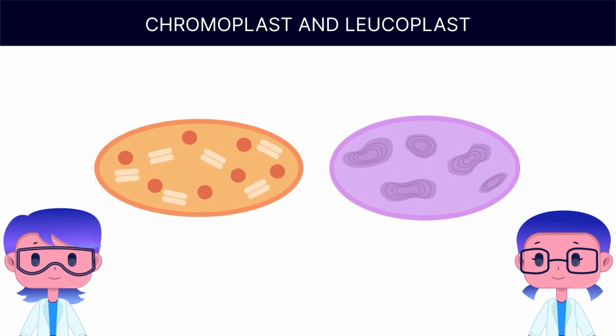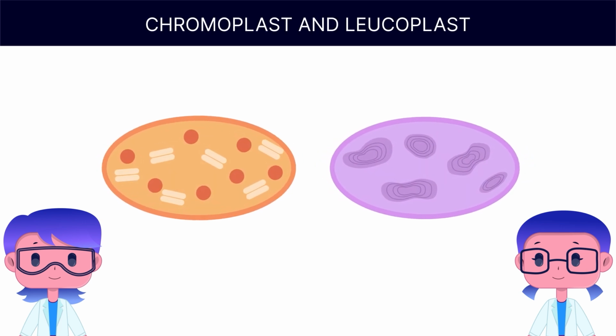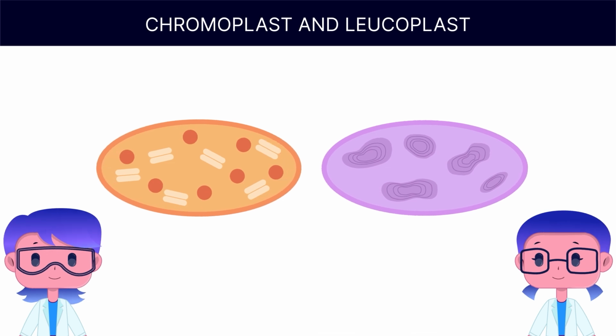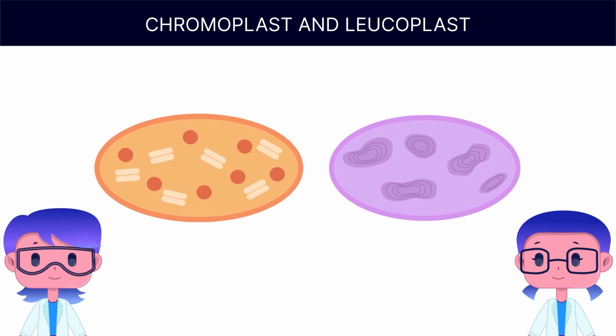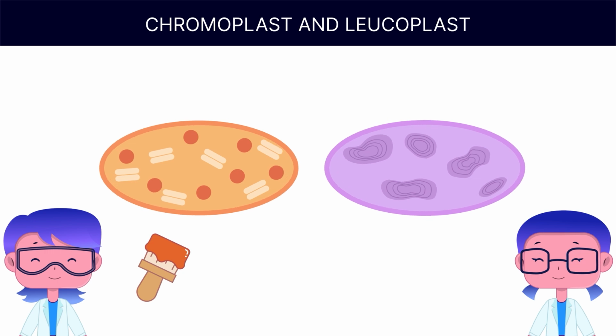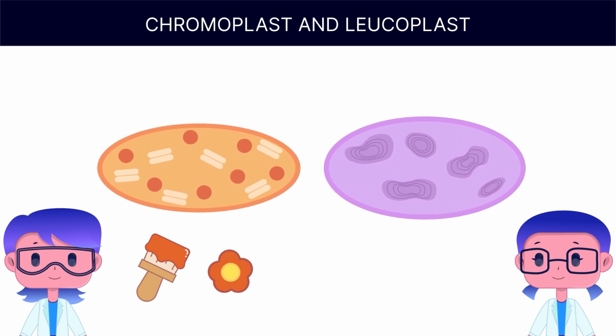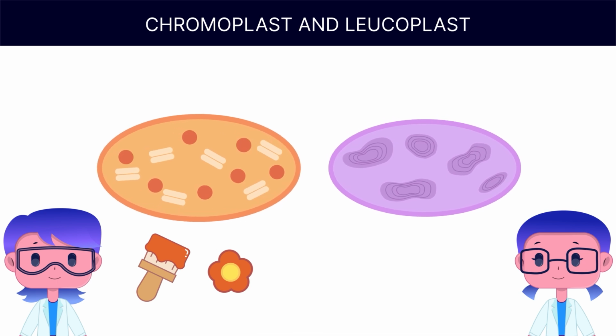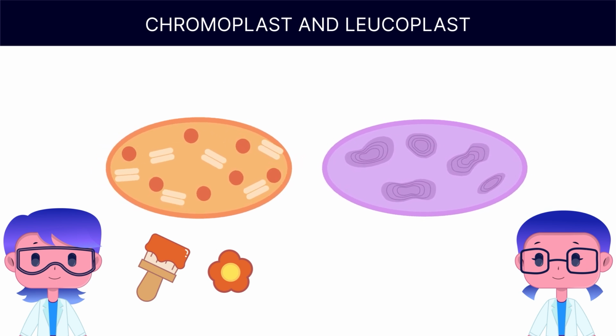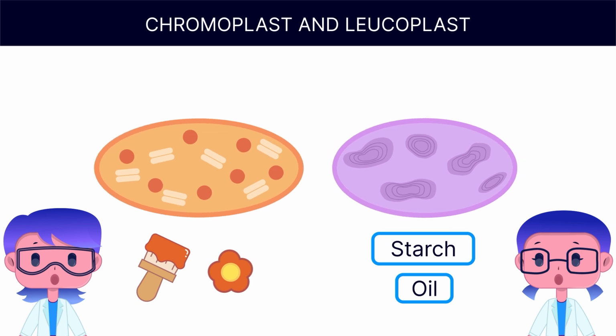Chromoplasts and leucoplasts are also plastid organelles found in plants. Chromoplasts contain carotenoids that are responsible for the yellow, orange, and red hues of flowers, fruits, and other plant parts. Leucoplasts don't contain pigment, but they store starch and oil in non-photosynthetic tissues.